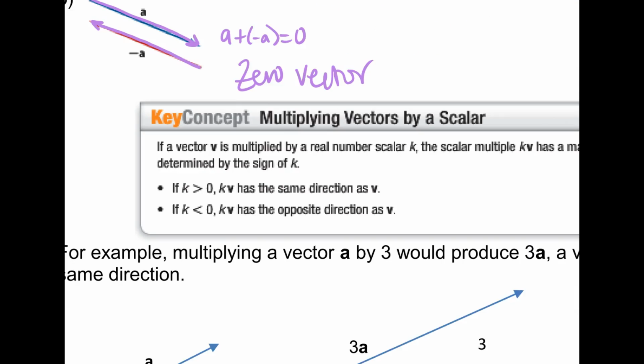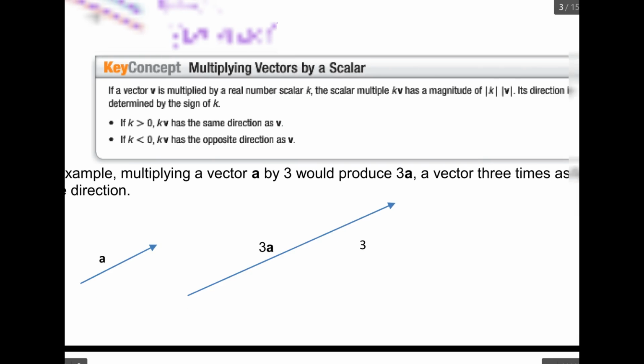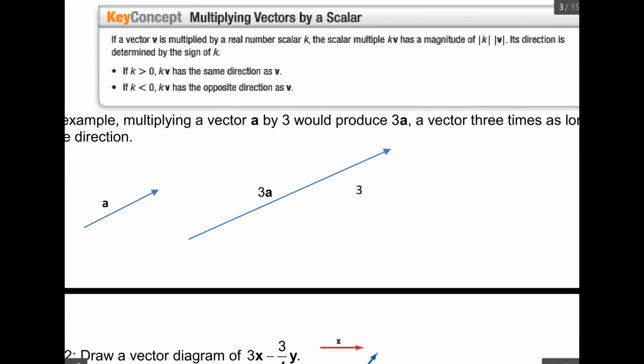Okay, so multiplying vectors by a scalar. If a vector is multiplied by a real number, a scalar, meaning any number, the result has a magnitude of the absolute value of k times the absolute value of v. Its direction is determined by the coefficient k. So if I have a negative scalar and multiply, what happens to the direction? Multiply by a negative, it switches direction. If I multiply by a number larger than 1, it gets bigger. Multiply by a number less than 1, smaller. What about a positive number larger than 1?